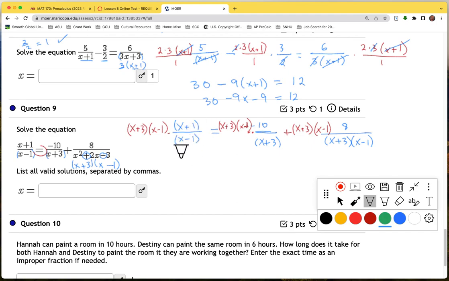And so we'll switch to green. Over on this first term, x minus 1 goes into x minus 1. That's 1. So we're left with x plus 3 times x plus 1. Over on the right side of the equal sign, x plus 3 cancels with x plus 3. So we have negative 10. While we're at it, I'm going to distribute that. I think that is probably a good idea. So negative 10 times x, negative 10x, negative 10 times 1, positive 10. Here, x plus 3 and x plus 3 cancel, x minus 1 and x minus 1, we're just left with 8 plus 8.